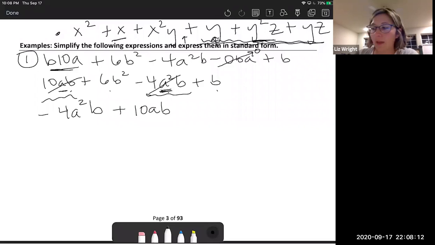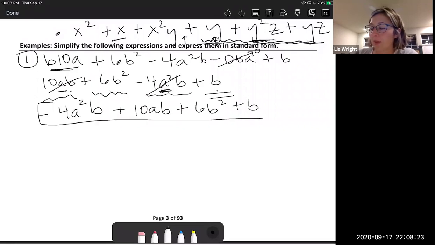And then I'm looking at these. This one has the higher power, so that one's going to come next. And then I'm going to finish off with B. Then I'm going to write plus 6b squared plus b. And then I'm going to circle my answer or box it because we're done. That's our final answer. We can't combine anything.